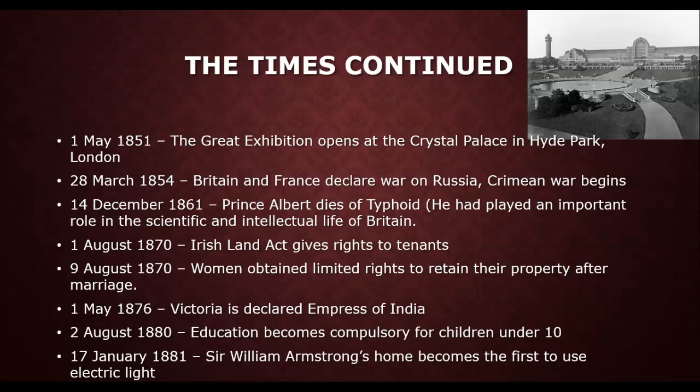January 17th, 1881, Sir William Armstrong's home becomes the first to use electric light. Guys, that's a big deal. Electricity. They were using lamps and gas lamps. Here you actually have electricity.